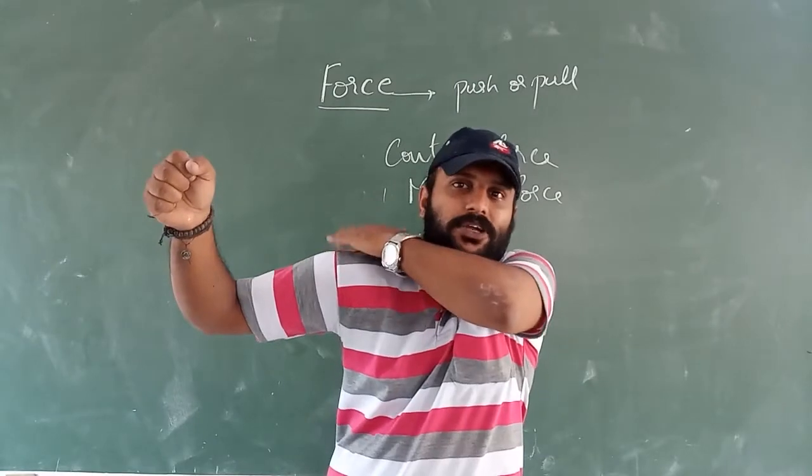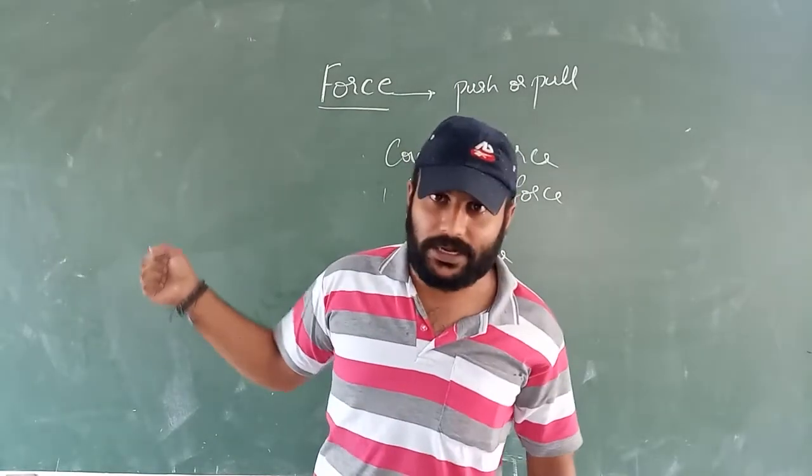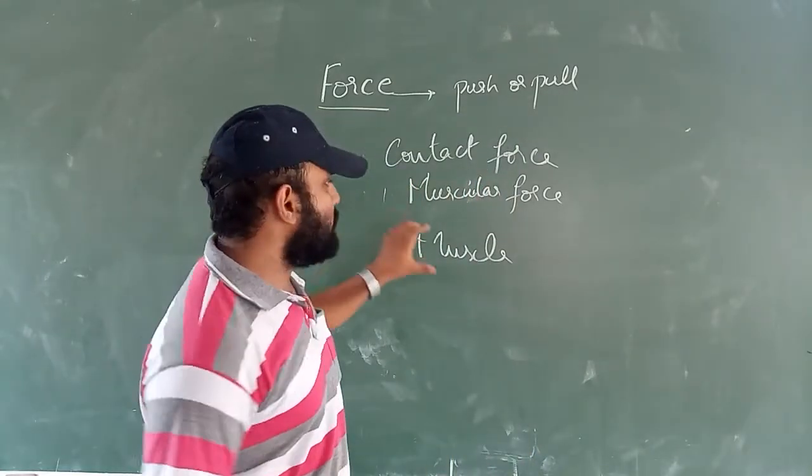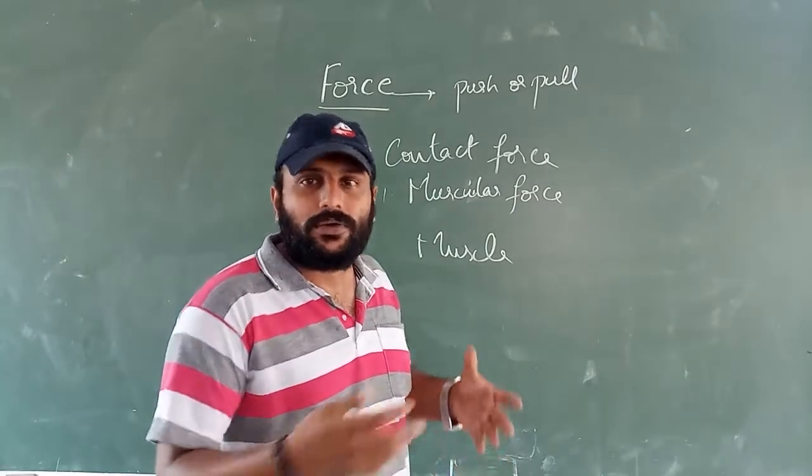And the muscles on the other part of your shoulder, what happens? It is getting contracted. So here we can say that some part of the muscle will go for contraction, and the other part of the muscle will go for relaxation.